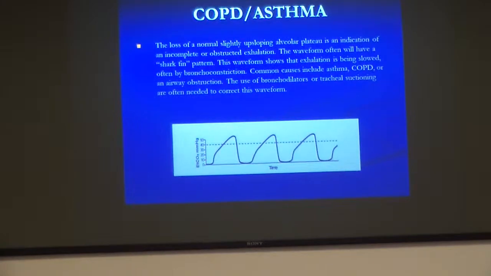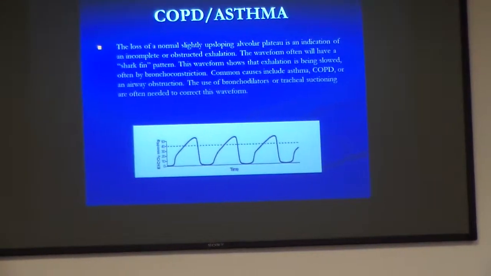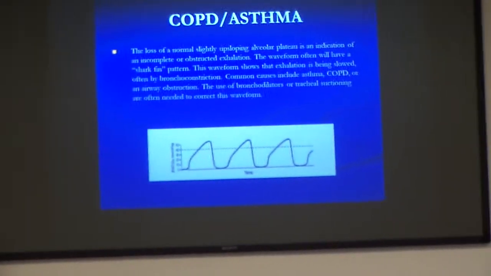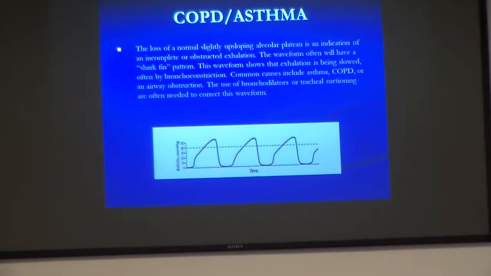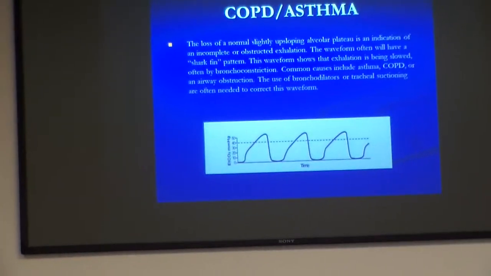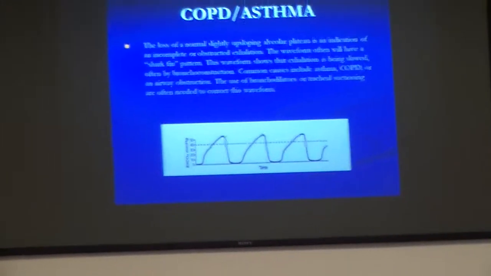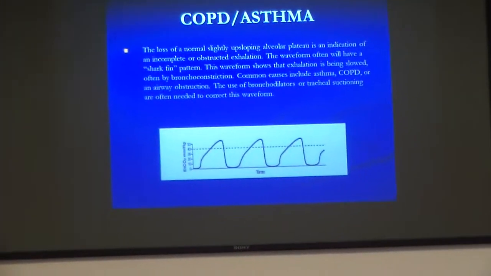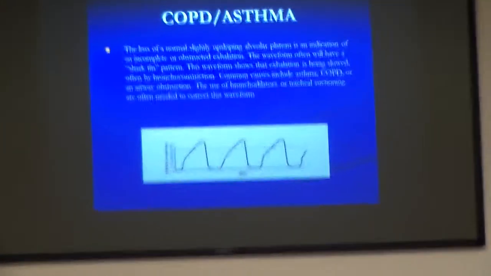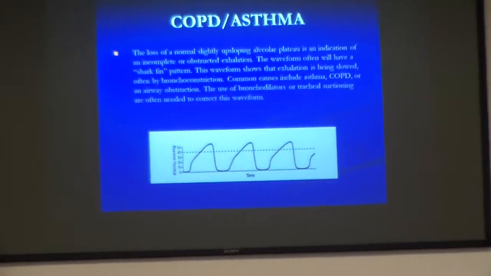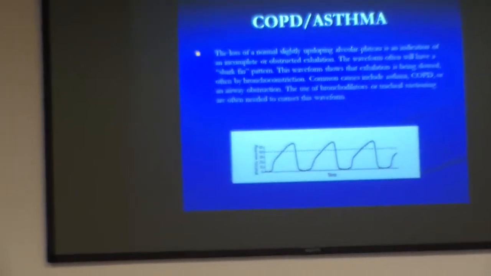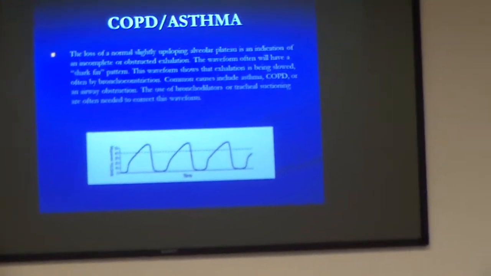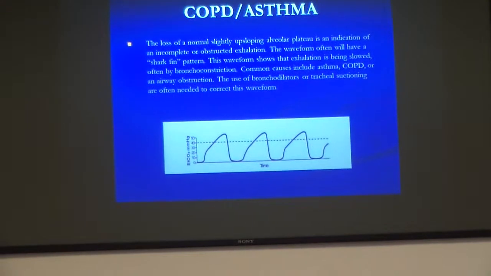The loss of a normal or slightly upsloping alveolar plateau is an indication of an incomplete or obstructive exhalation. And then this is the shark fin. This is your COPD or asthmatic patient. So there's an obstruction, and the waveform shows that the exhalation is being slowed, usually because of bronchoconstriction. So you're going to see this in those type of patients. The use of bronchodilators, which obviously we're going to use with our asthmatic or COPDers, or tracheal suctioning are often needed to correct this waveform.